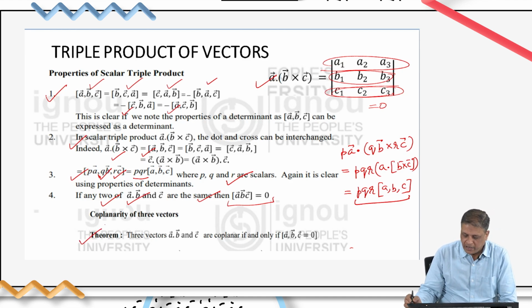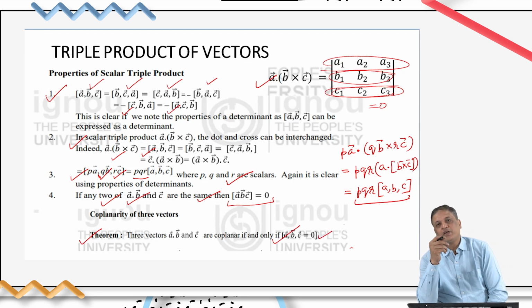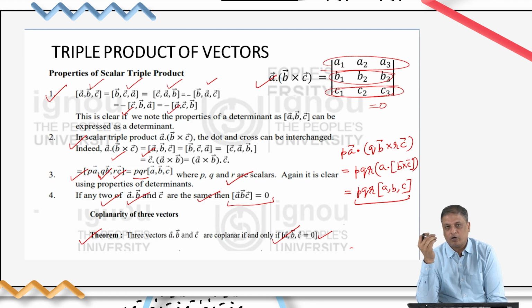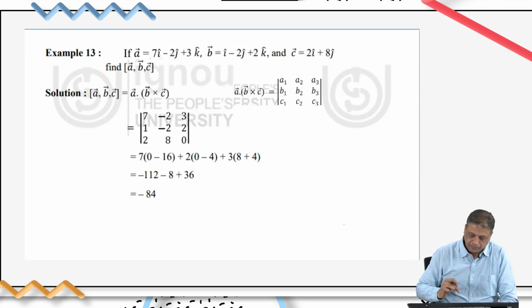Now, there is a theorem that if the vectors A, B, C are coplanar, then their scalar triple product, that is A dot B cross C, should be equal to 0. So, we learned that if we want to check whether vectors are perpendicular, we need to check the dot product. If we want to check whether vectors are parallel, we need to check the cross product. If we want to check whether the vectors are coplanar, we need to check the scalar triple product.